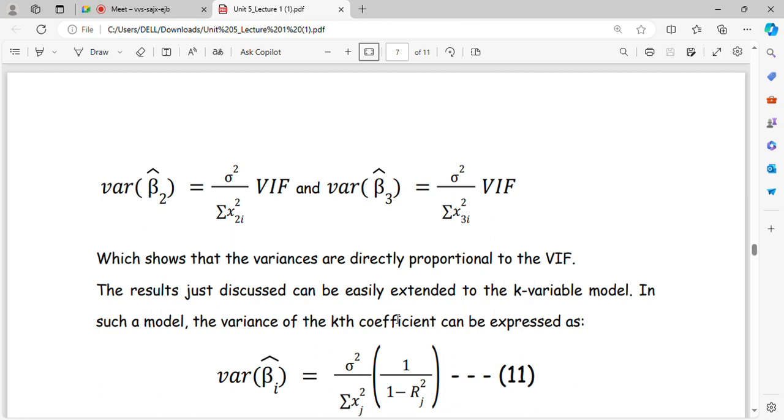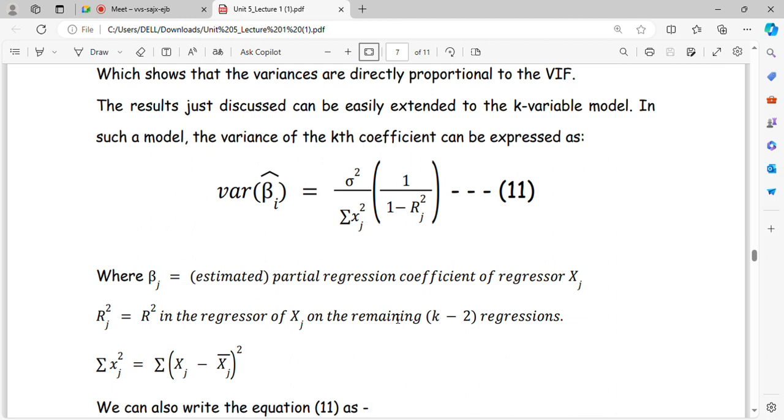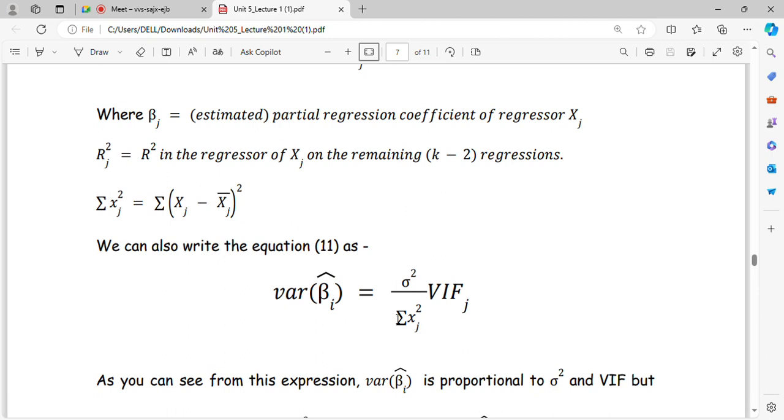The result just discussed can be extended easily to the k variable model as well. In such a model, the variance of the jth coefficient can be expressed as follows. Variance of beta j hat equals sigma square by summation of xj square times 1 by 1 minus r square j, where beta j hat is the estimated partial regression coefficient of xj, r square j is the r square of the regression of xj on the remaining k minus 2 regressors, and summation of xj square is summation of xj minus x bar j whole square. So we can also write equation 11 as variance of beta j hat equals sigma square by summation of xj square times VIFj.